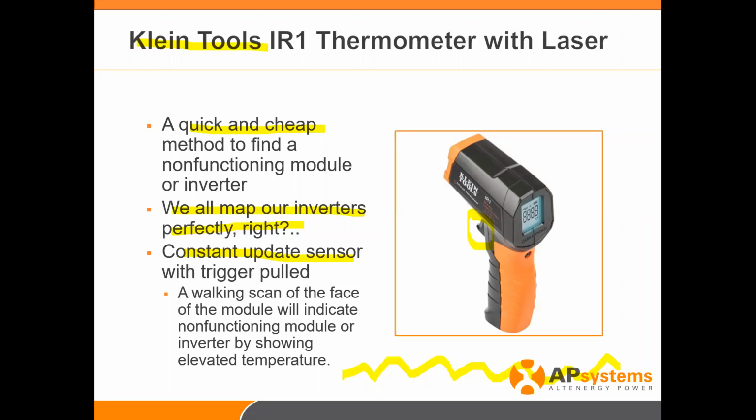So, I mean, I think you're looking at 100 to 101, that's just noise. But 100 to 115, that's a significant jump. And that right there will indicate to you which module and or inverter is not working. Great way to be able to find an inoperable module or inverter quickly and cheaply. I said $30 at Home Depot.